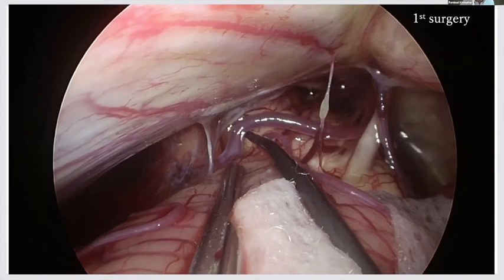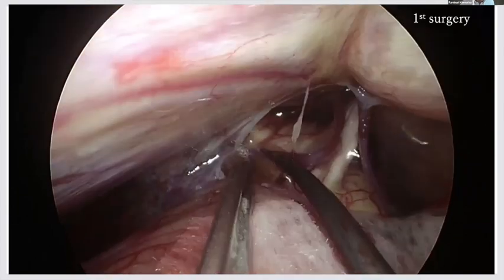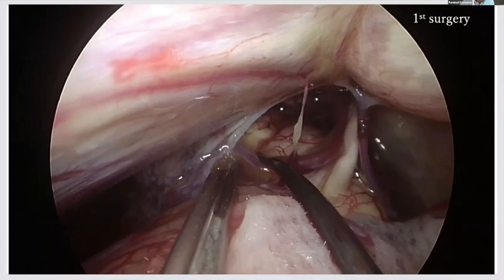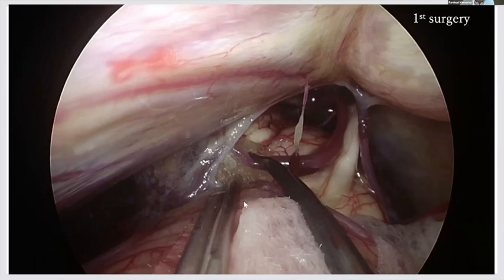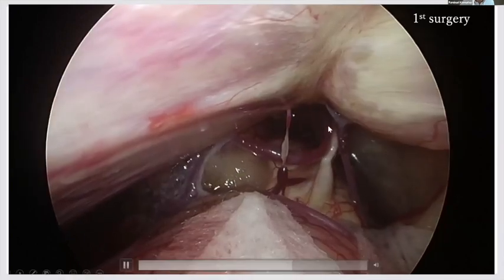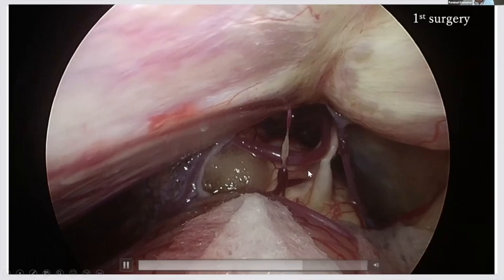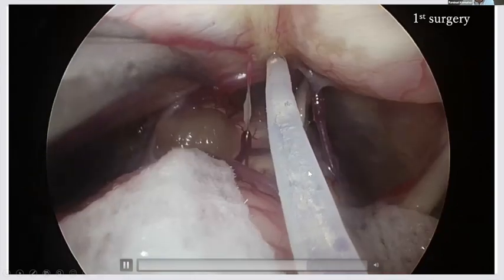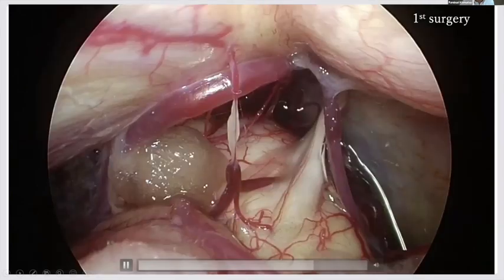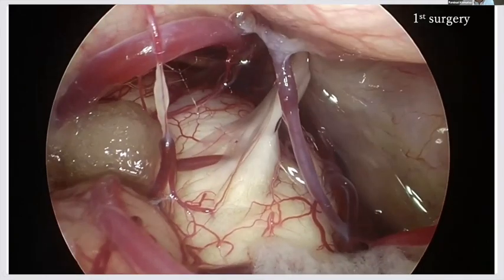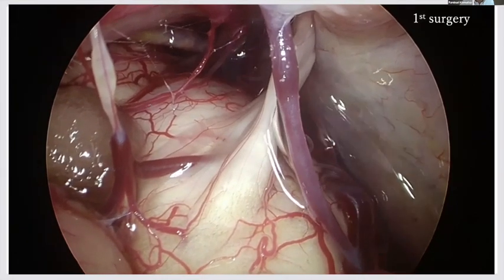The first step is the mobilization of the distal part of the SCA using the surgical wall, and the loop became shallow, and then the SCA is fixed at the cerebral tentorium, and complete decompression is achieved. This is the end of the first operation.